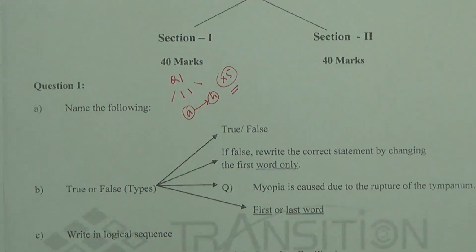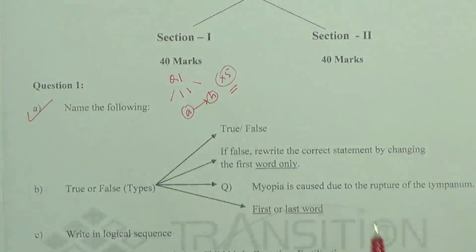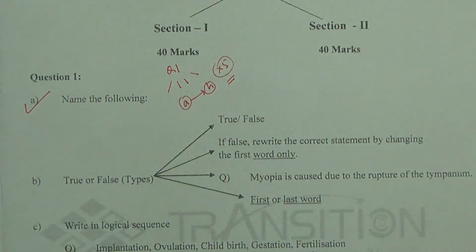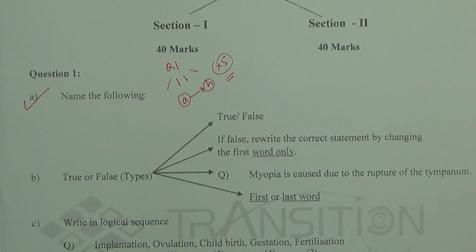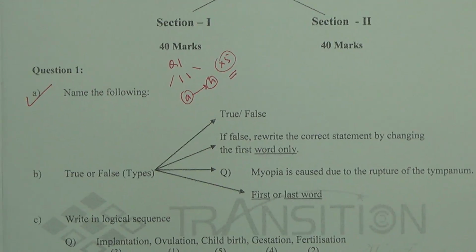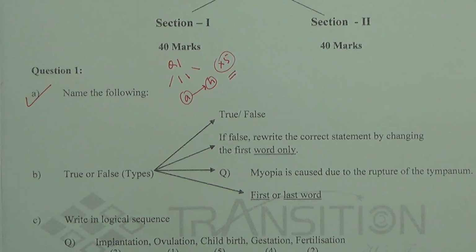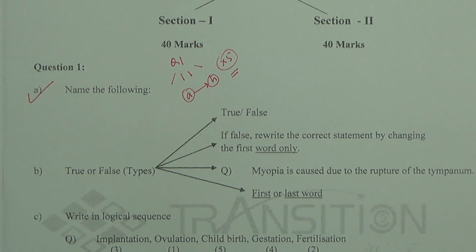You can be asked questions like name the following. They'll give you a sentence about which organ or which part or which disease they are talking about, and you have to name it. Very simply, you just have to write a one word answer. You just name the organ or the part or the hormone, whatever, and you get full marks. You do not even have to write a complete sentence, but make sure that your question numbering is very proper.